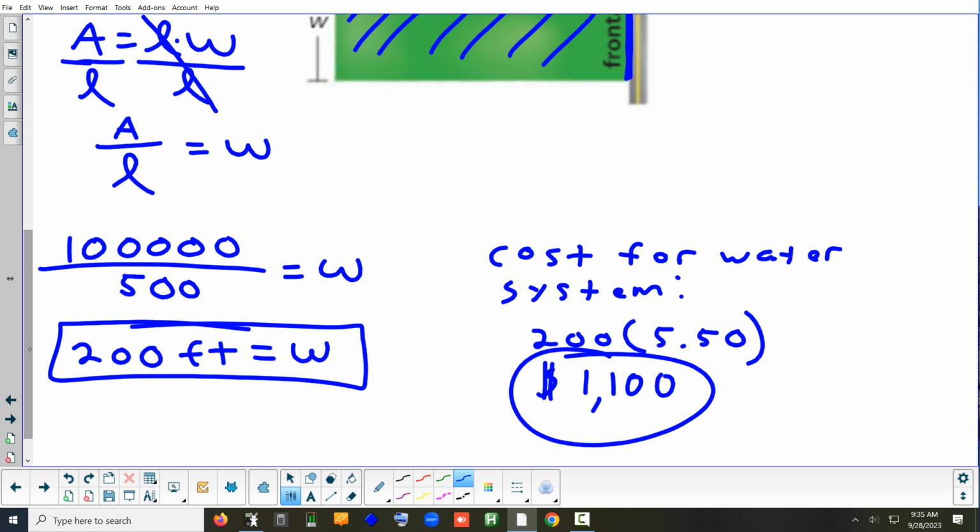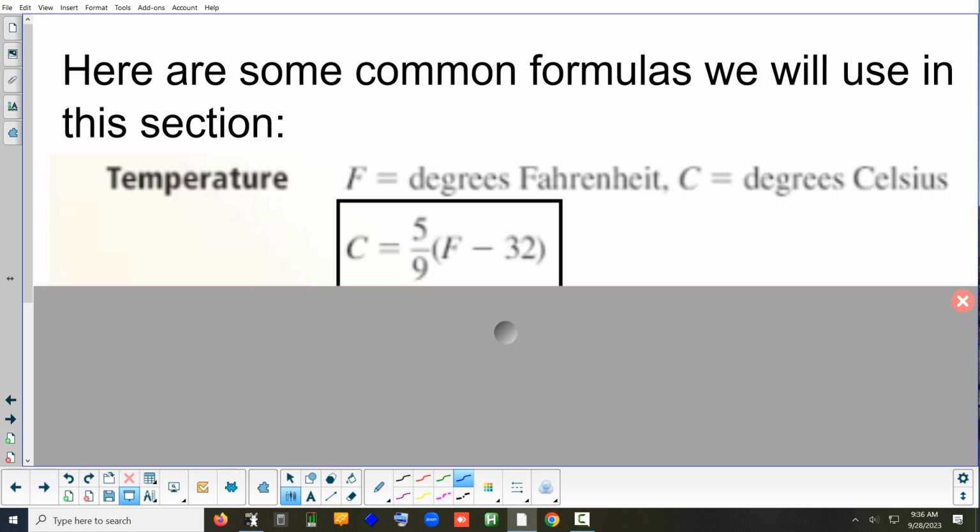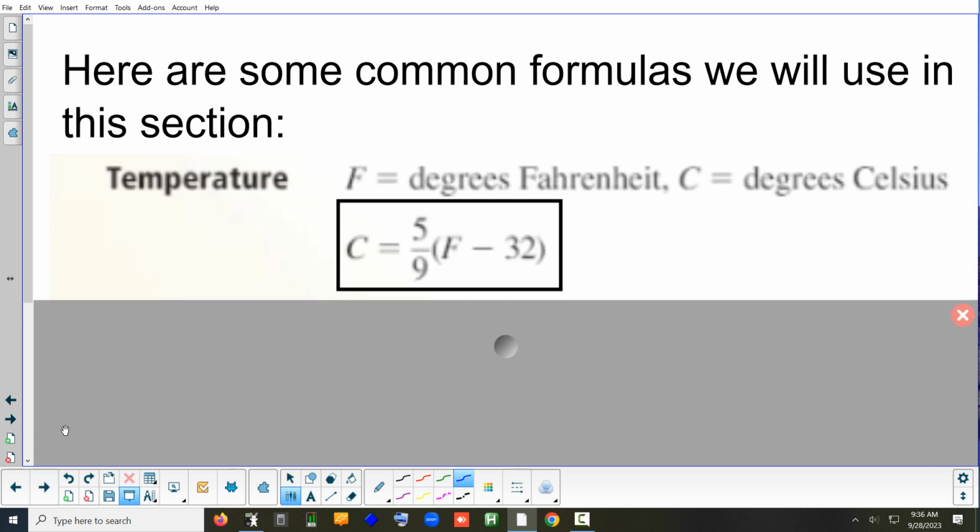Okay, so the last 2 examples are going to use some formulas. One of them I already showed you, but they're going to be formulas that involve temperature, interest, and distance. Okay. And we're going to practice taking one of those formulas and either plugging a number into it and using our calculator to figure something out, or rearranging the letters in the formula. Okay, so here's the first one.